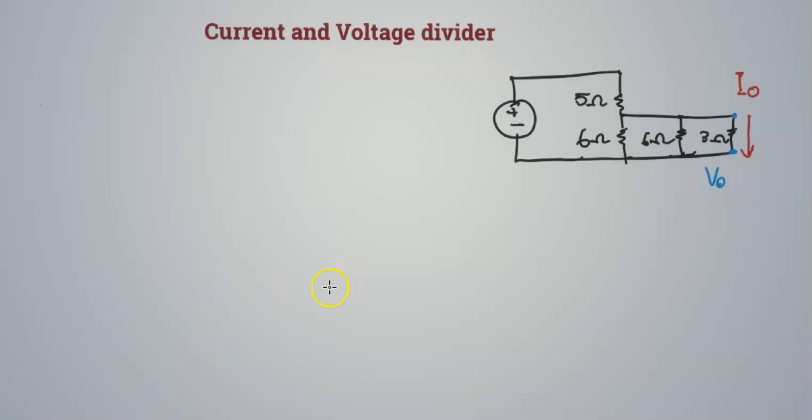Hello everyone. In this video, I'll be using a current and voltage divider to find the current at this point, which I denoted by this arrow, and also find the voltage across this resistor, which I denoted by V0. And let's see how we can tackle this problem by using current and voltage divider.